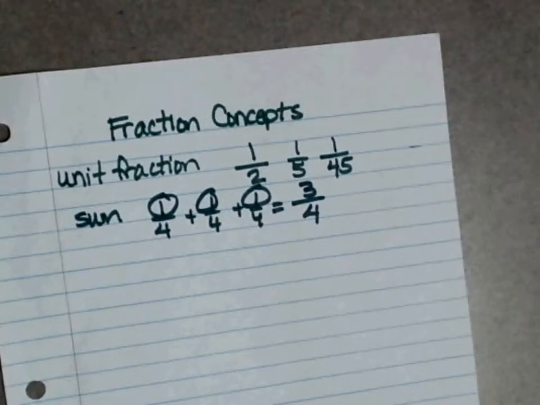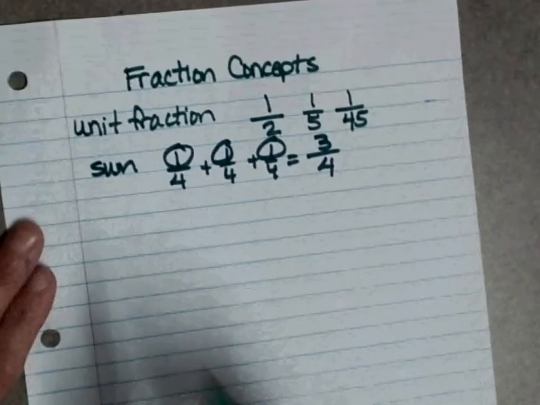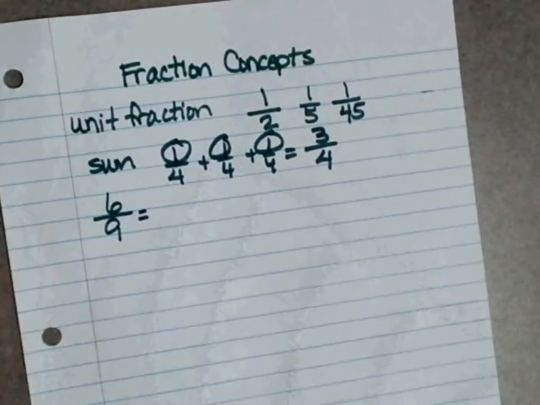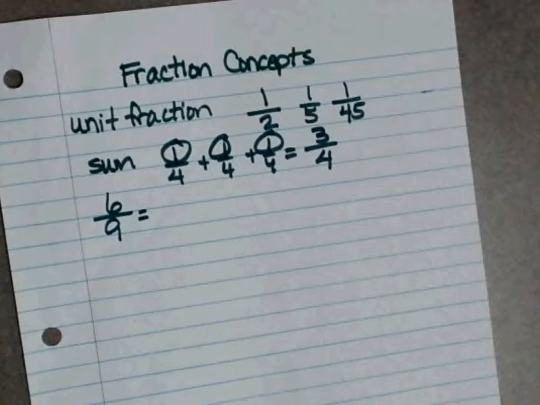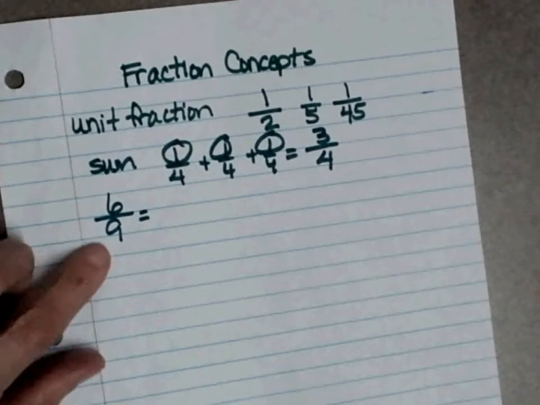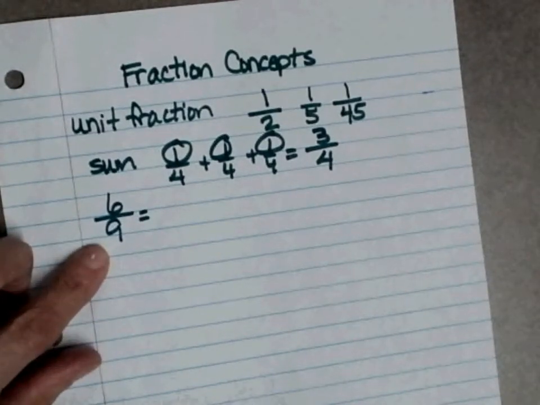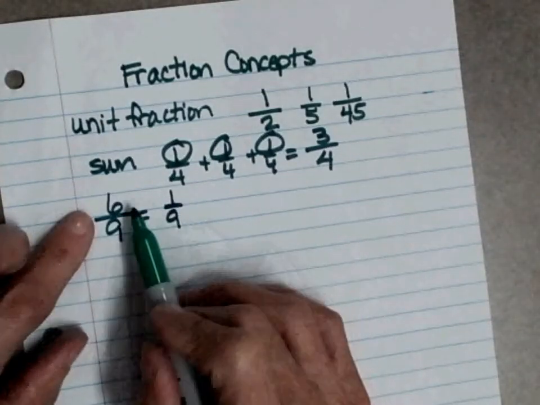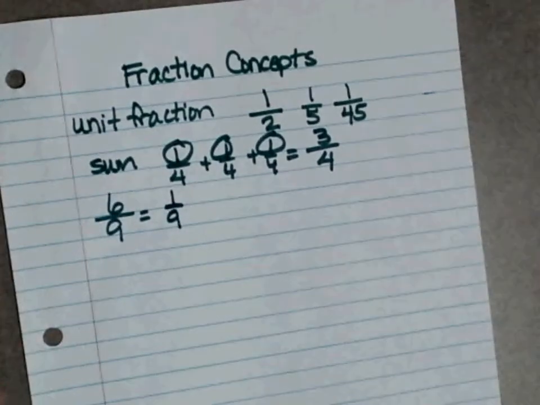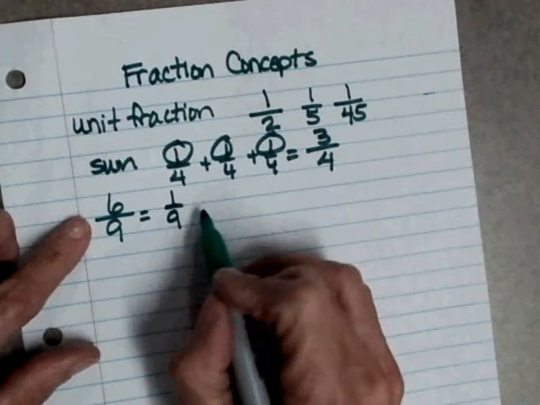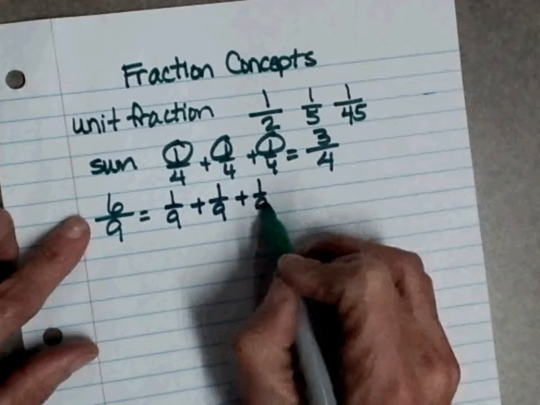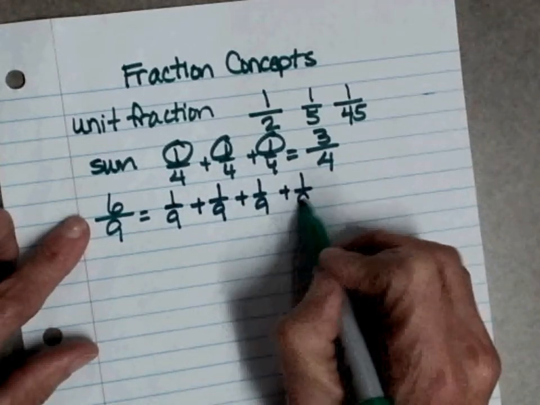We also learned how to decompose a proper fraction into a sum of unit fractions. So I know, because of my denominator, that my unit fraction is 1/9. And my numerator tells me that I have 6 unit fractions, 6 1/9ths. So 1/9 plus 1/9 plus 1/9 plus 1/9 plus 1/9.